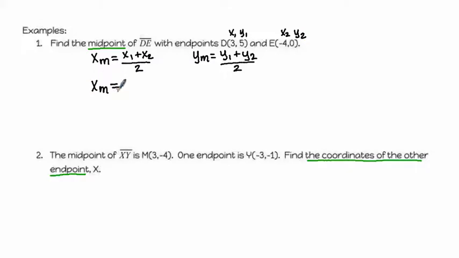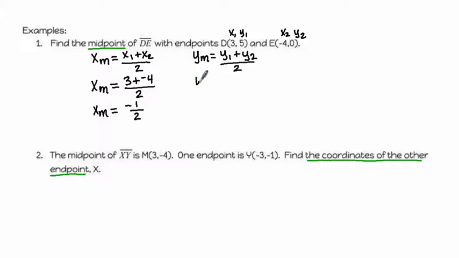So x sub m, I know that that doesn't fill in because I'm not given a midpoint value, equals x sub 1, which is 3, plus x sub 2, which is negative 4, all divided by 2. Simplify your numerator first and get negative 1 over 2. And we know that doesn't divide out nicely to a whole number, so we'll just leave it as a fraction. You could write it as a decimal if you wanted to, but there's not really any purpose in doing that.